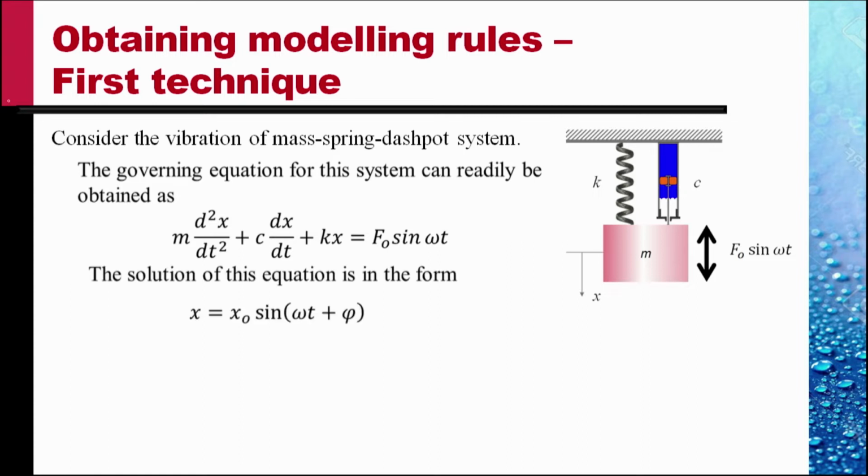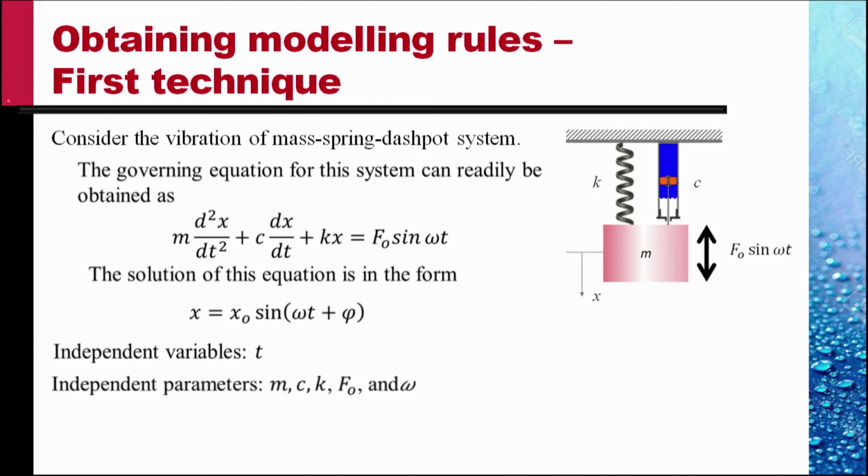The solution of this equation is of the form x is equal to x naught sine omega t plus phi, where x naught is the amplitude of vibrations of x and phi is the phase difference from the frequency of the forcing force. The independent variable is t, the only one.